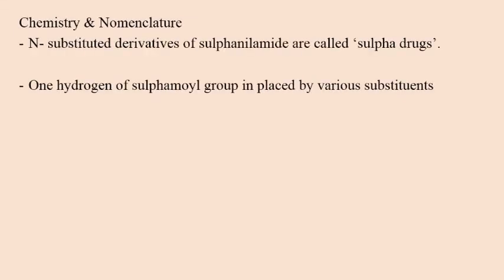Now, chemistry and nomenclature. How these sulfa drugs are given names. We are talking about the general nomenclature, the generic name you can say. The N-substituted derivatives of sulphanilamide are called sulfa drugs. One hydrogen of the sulfamoyl group is replaced by various substituents.